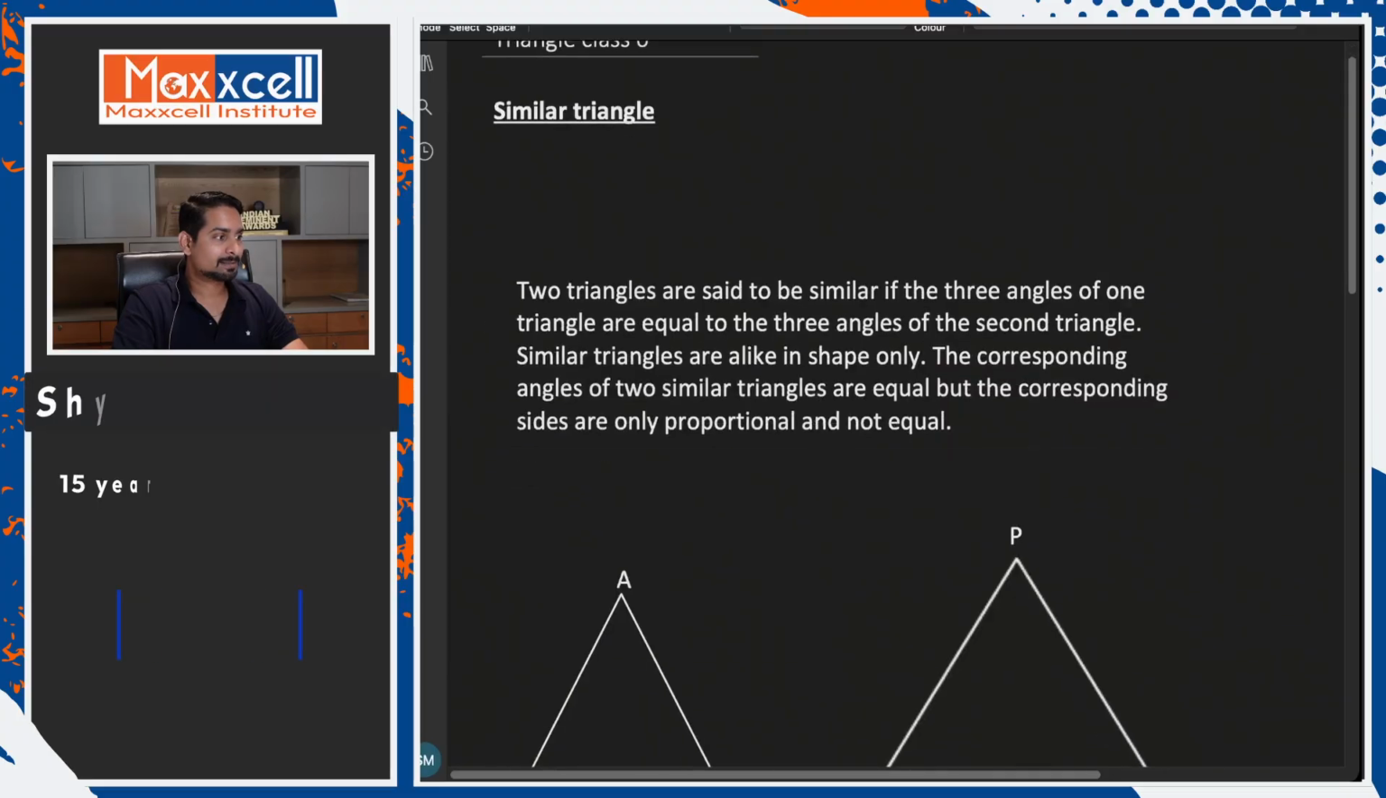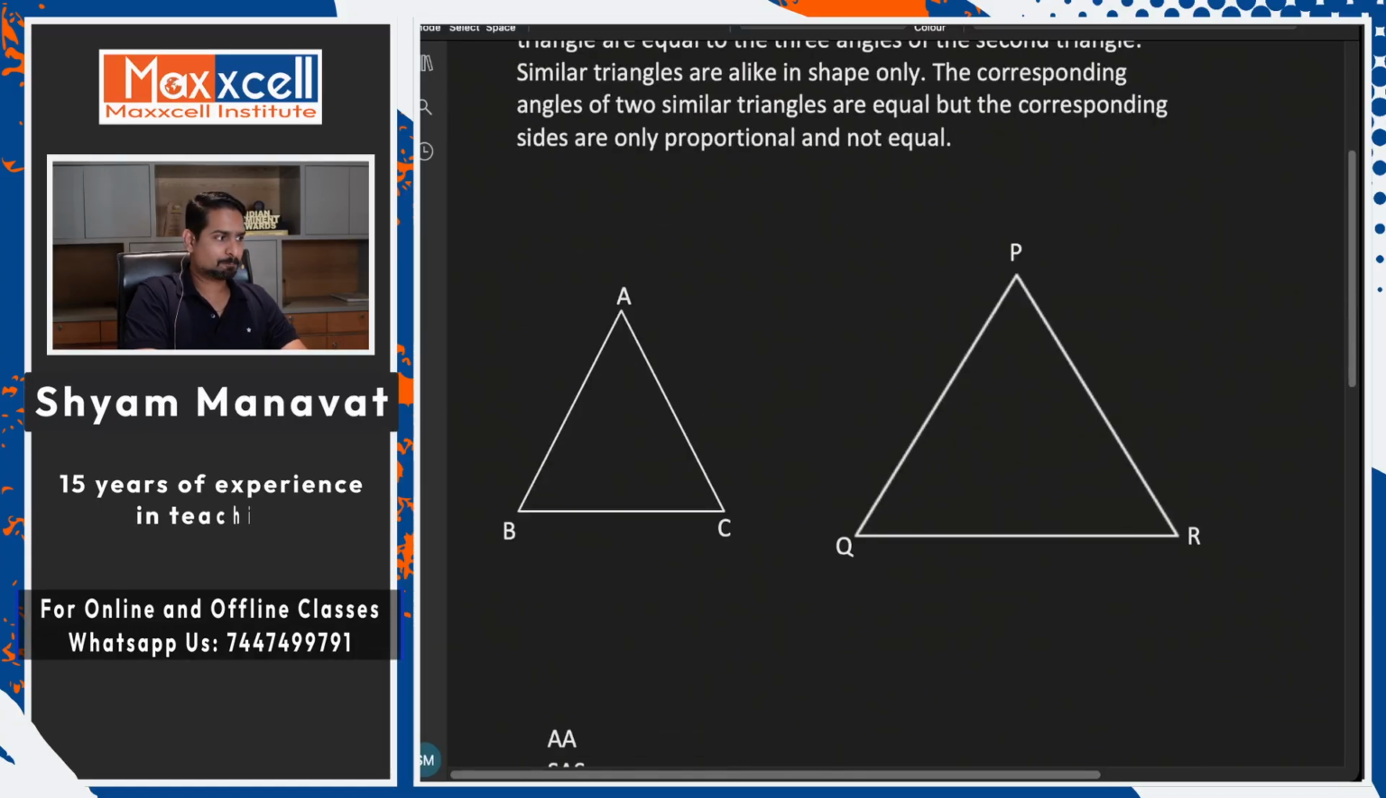We are in lecture number 6 and in this lecture we are going to discuss similar triangles. So let's see what are similar triangles. Similar triangles look the same, but they are not exactly equal shape-wise or size-wise.